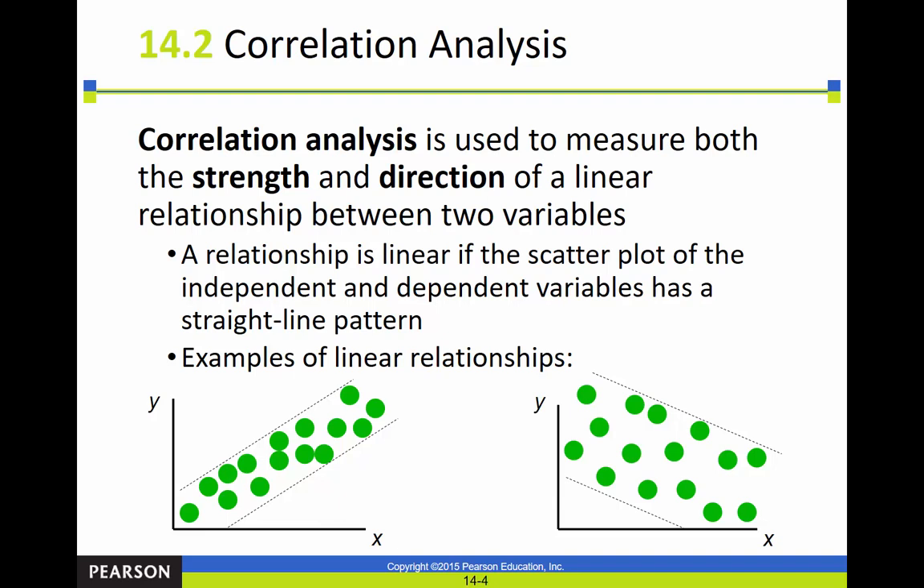So when we do correlation analysis, we're trying to measure the strength and the direction of the relationship between two variables. You can see these two examples they have here. The first one on the left, as x goes up, y goes up. We would call that a positive linear relationship. The one on the right, as x goes up, y goes down, we would call that a negative linear relationship.